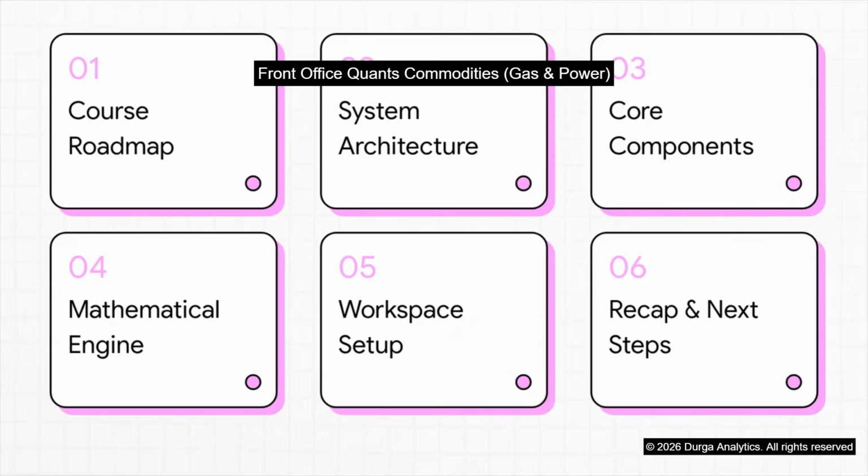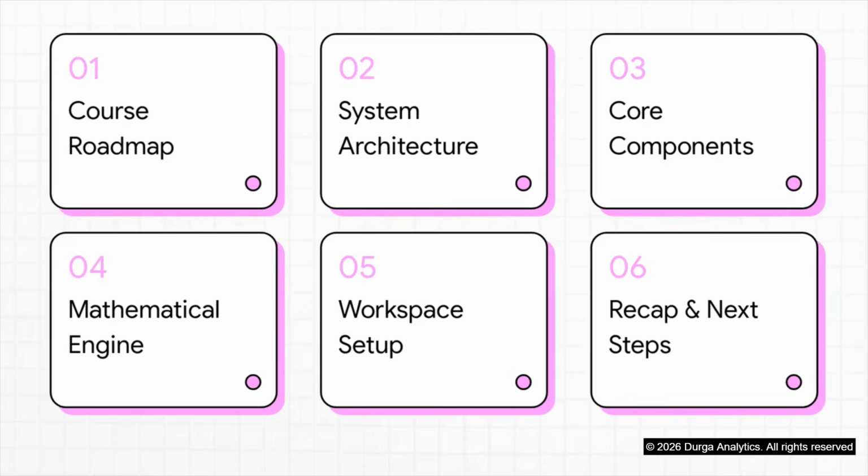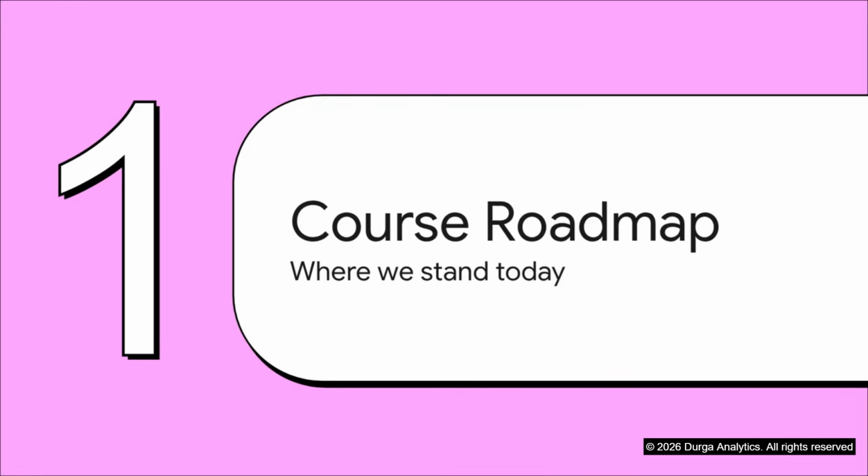Okay, let's dive into this. Think of today's agenda as our strict engineering design review for the entire system architecture. We'll start with the complete course roadmap, then move into the big picture system architecture, break down our 5 core production components, explore the unifying mathematical engine, lay out the workspace setup and dependencies, and finish up with a recap and next steps.